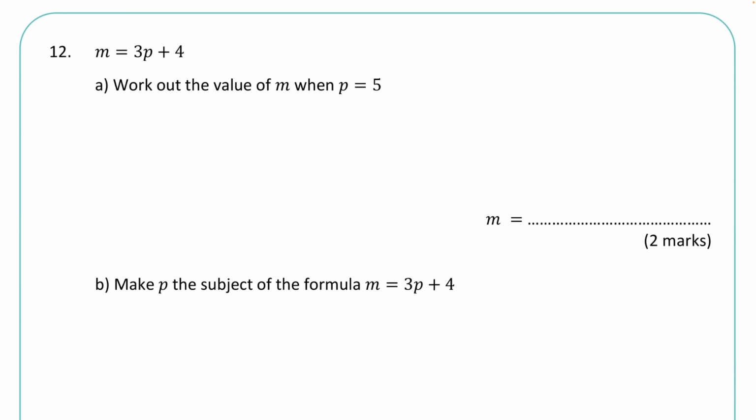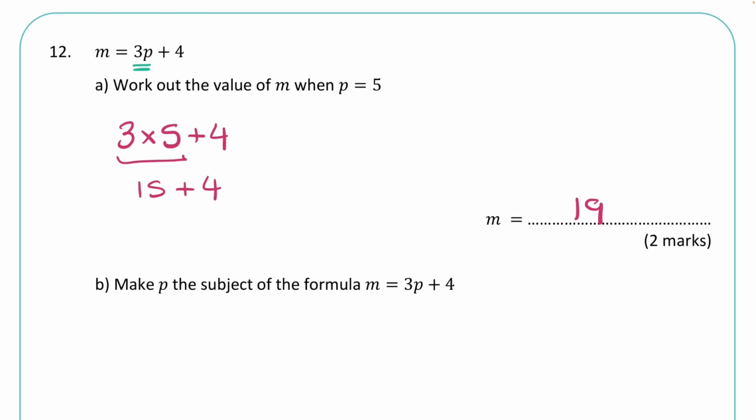Question 12, we have some substitution. It says work out the value of m when p is equal to 5. So here 3p means 3 times p, so it's 3 times 5, and then we need to add 4. 3 times 5 is 15, add 4 gives us 19, so m is equal to 19. Very clearly showing my working out there that I've done 3 times 5.